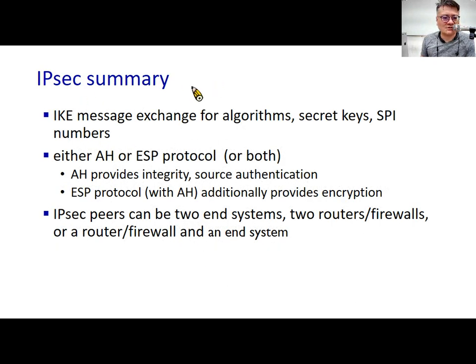So IPsec summary: the IKE message exchanges algorithms, secret keys and the SPI number. Then either the AH or ESP protocol, or both. AH provides integrity and source authentication. The ESP protocol, with AH, additionally provides encryption. So IPsec peers can be two end systems, two routers, two firewalls, or a router or firewall and an end system.